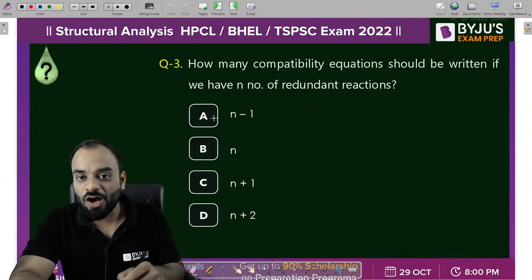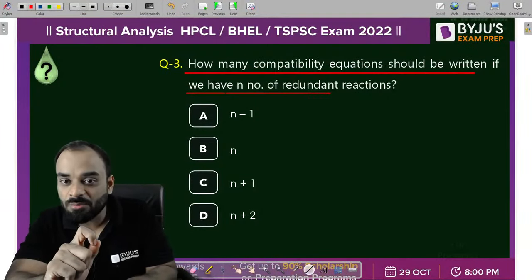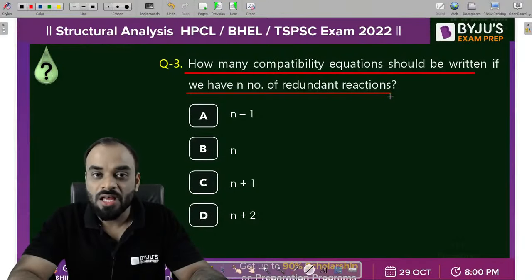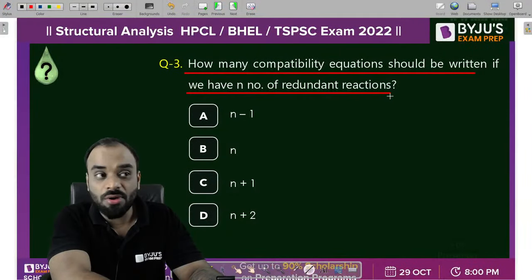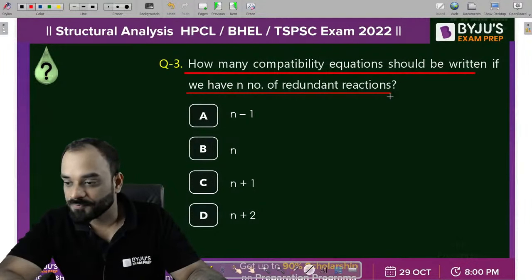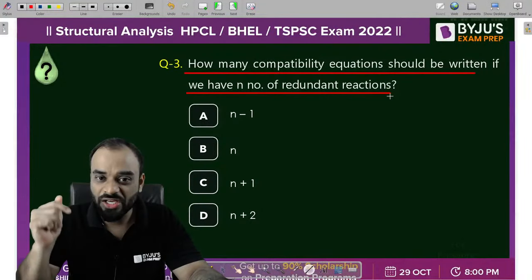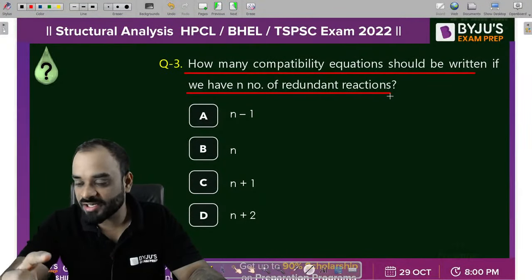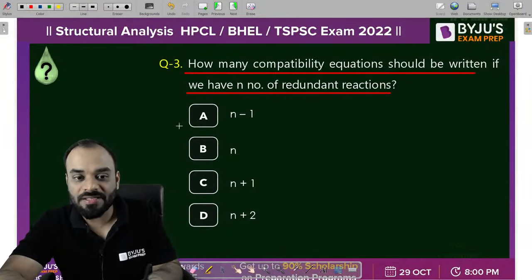Next question, guys. How many compatibility equations should be written if we have n number of redundant reactions? How many extra equations are required to find out the n number of redundant reactions? That is the question. N minus 1? Tell me, guys, quickly. It should be B. B is the correct answer.